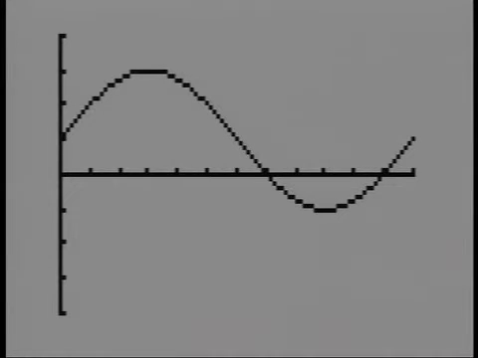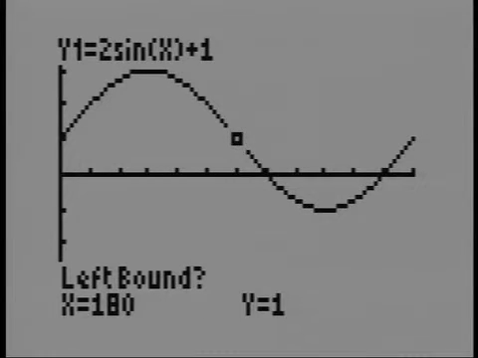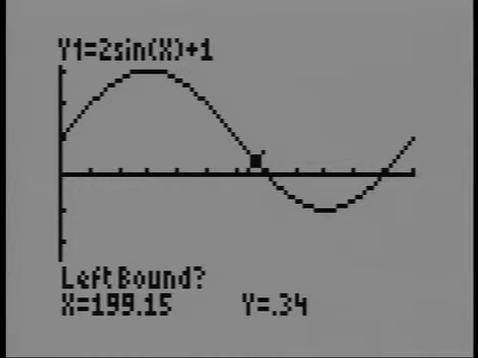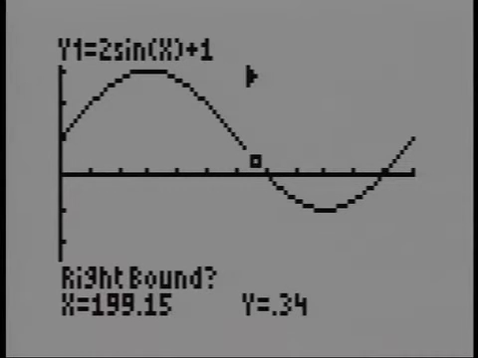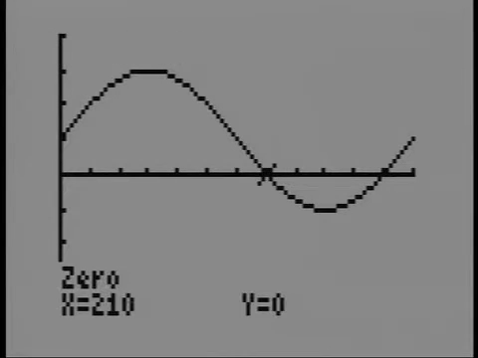Now I use second calc, and I'm finding the intercepts, which is the same as the zeros, so I press 2. It's asking me for a left bound, so let me move a little bit closer, and that's good there. For the right bound, I'm going to move it over past and then press enter. For the guess, I'll just move it a little bit closer and press enter. You'll see that it tells us the zero occurs at x equals 210.